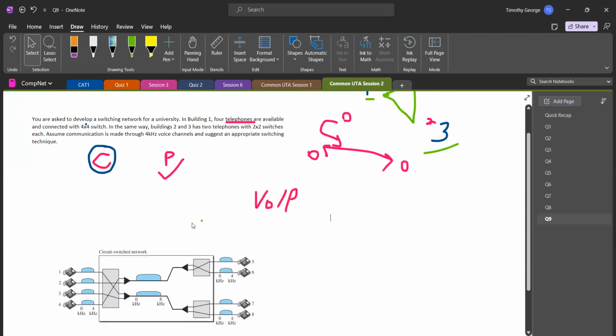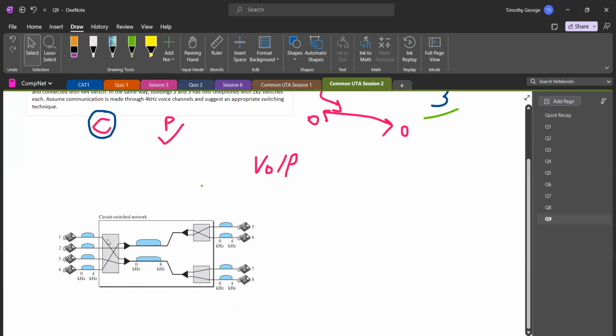Why am I showing this? Because it's actually an exact description. This question is a description of this diagram, where you have building one, building two, building three. So let me just put here one, two, three. Building one has four telephones, building two has two, building three has two, a 4x4 switch, 2x2 switch, 2x2 switch.